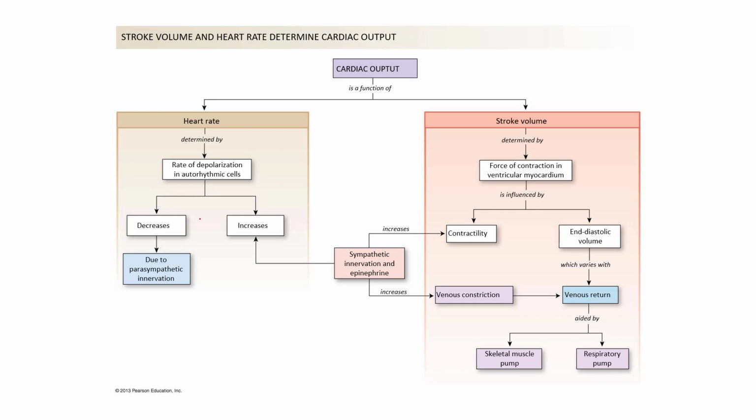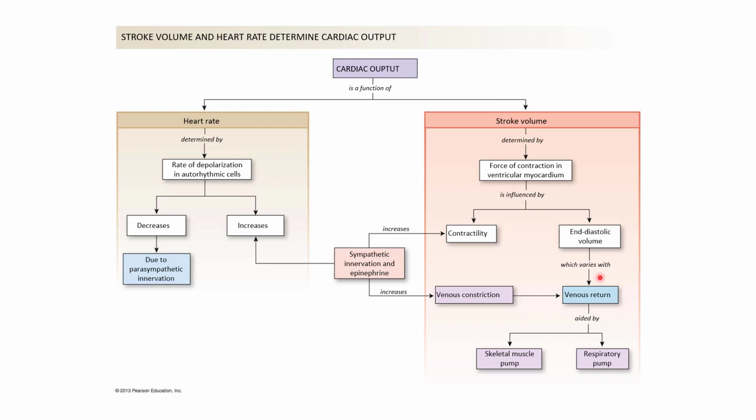How is heart rate controlled? Well, heart rate gets controlled by our autorhythmic cells, and those autorhythmic cells are under autonomic control. So parasympathetic and sympathetic. Parasympathetic is going to decrease the heart rate. Sympathetic will increase the heart rate. Okay, so that's this side of the equation over here.